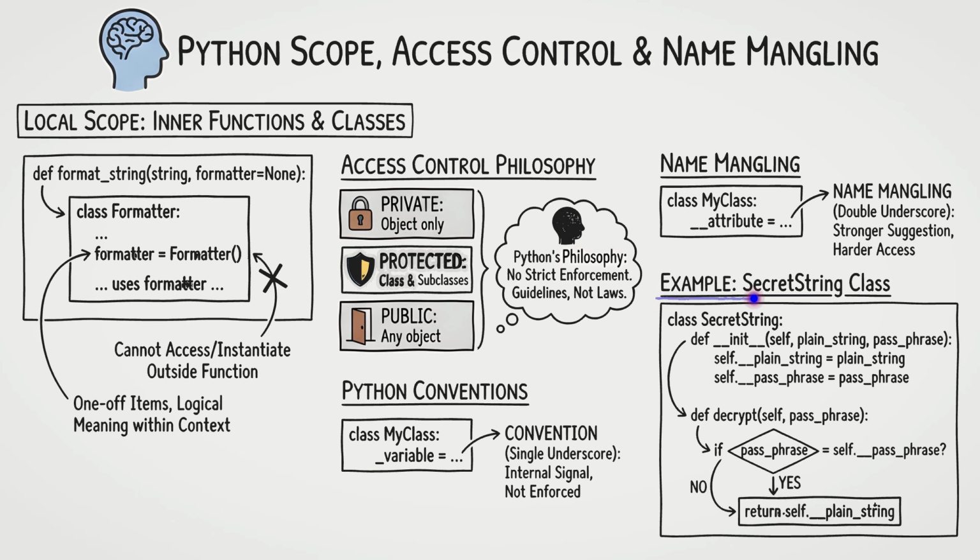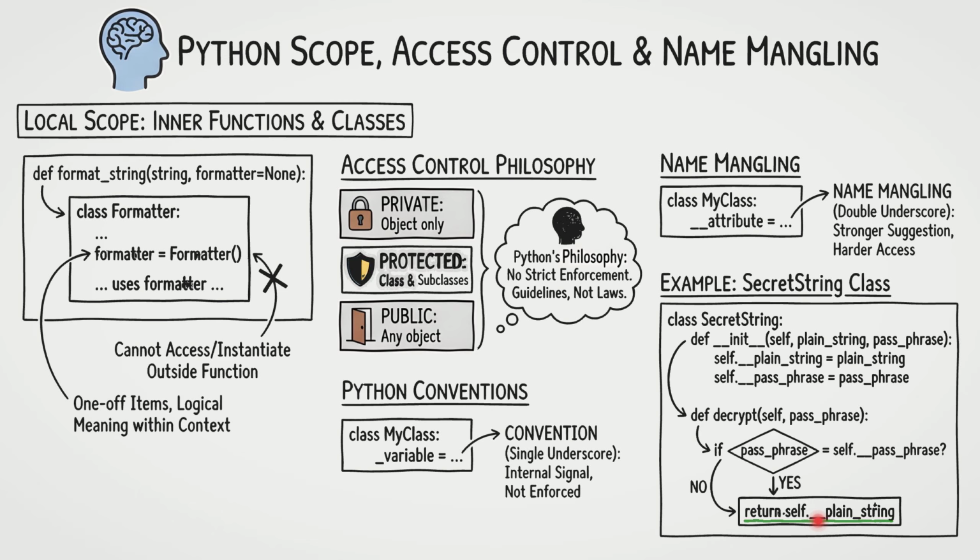Here we define a class named SecretString. This class is designed to store a hidden string that should only be revealed if the correct passphrase is provided. Inside the init method, the constructor used to initialize new objects, we define two attributes. By using the double underscore for both self.__plainString and self.__passphrase, these attributes are marked for name mangling. To actually retrieve the secret, the class includes a decrypt method that takes a passphrase argument. The logic inside is a simple conditional statement. If the provided passphrase exactly matches the one stored in the object's mangled attribute, then it returns the plain string.